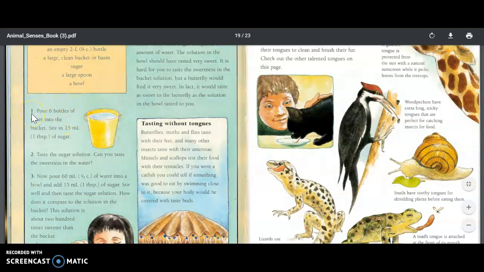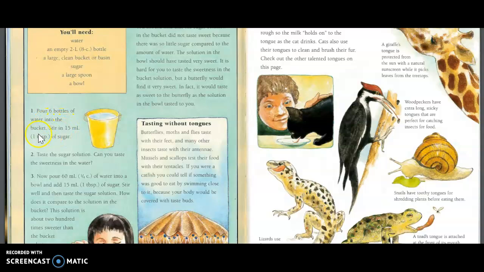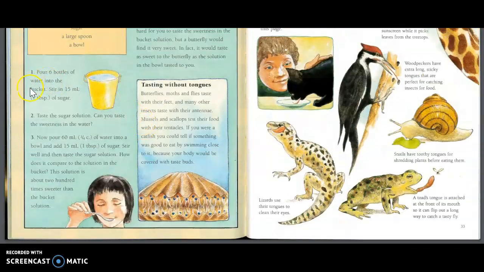Step 1, pour 6 bottles of water into the bucket. Stir in 15 milliliters or 1 tablespoon of sugar. Step 2, taste the sugar solution. Can you taste the sweetness of the water?